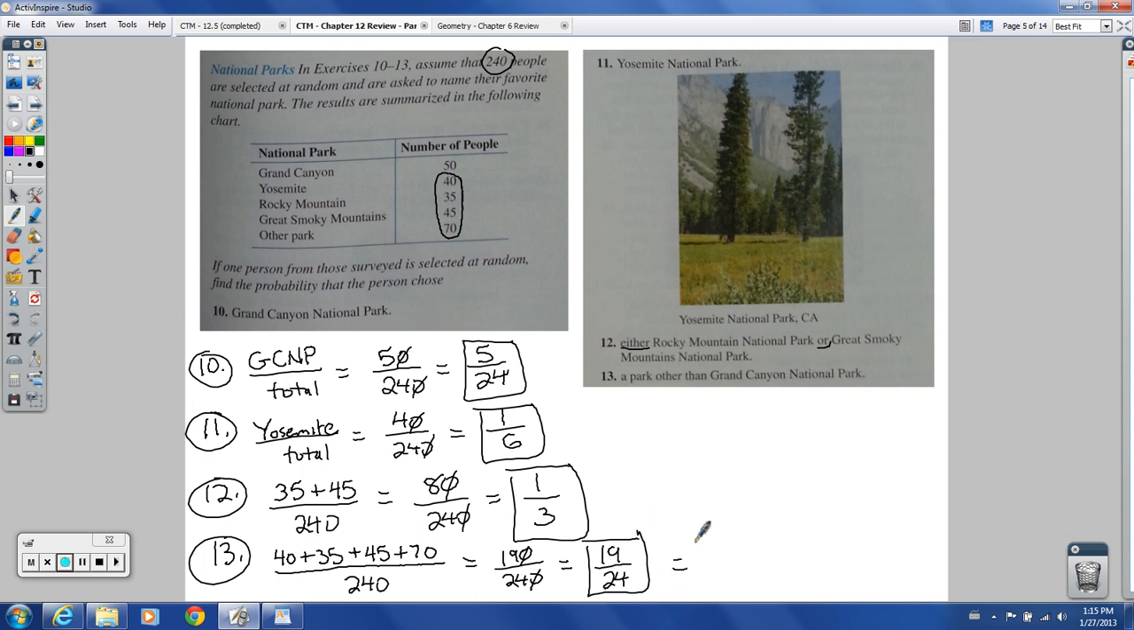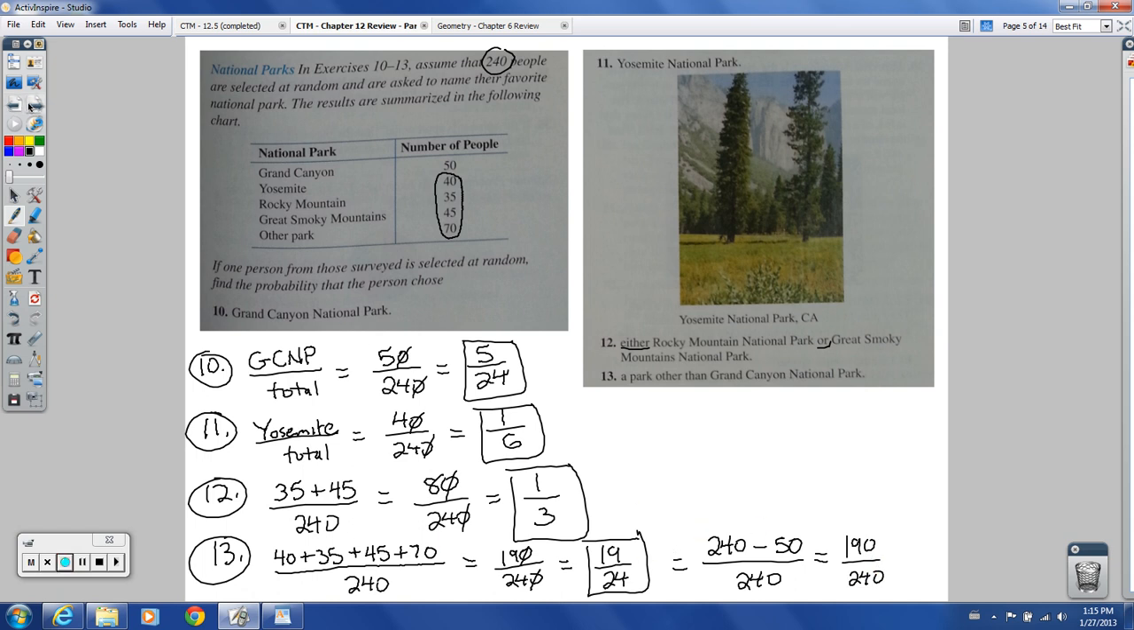The other way to think of it is that the chance of other than Grand Canyon National Park is the same as everybody minus the ones that like Grand Canyon. So this is another way to think of this. You could think of it as the total minus just the Grand Canyon part over the total. So that's the same thing. That's 190 over 240. So 2 different ways to think about this one.